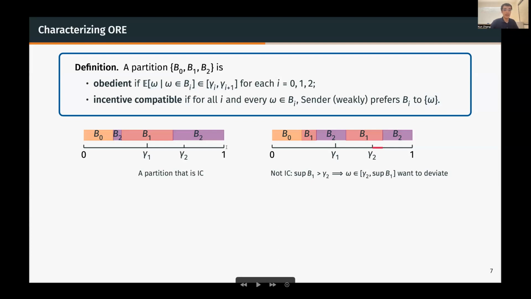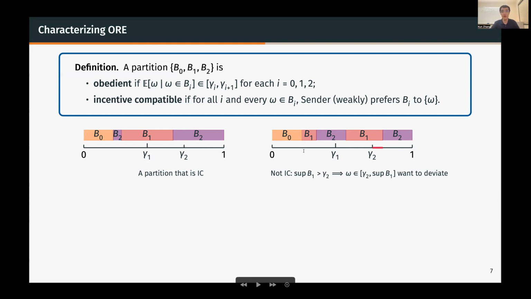Assuming obedience, the left panel of the picture shows the IC partition. Why is that? Because in every state between 0 and gamma 1, if sender fully reveals the state, she gets action A0. And she gets at least A0 if she uses the corresponding partitional element as her message. In every state between gamma 1 and gamma 2, if sender fully reveals the state, she gets action A1, and she gets action A1 or A2 if she uses B1 or B2. If the state is above gamma 2, then sender gets action A2 to be played anyway.